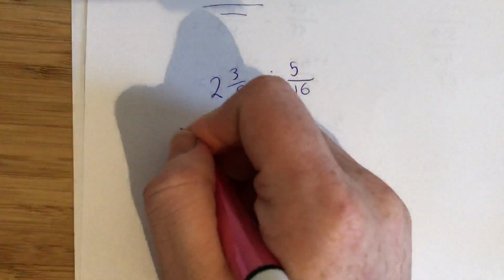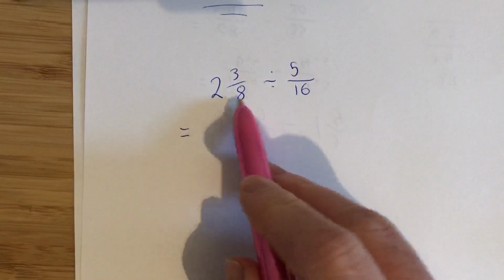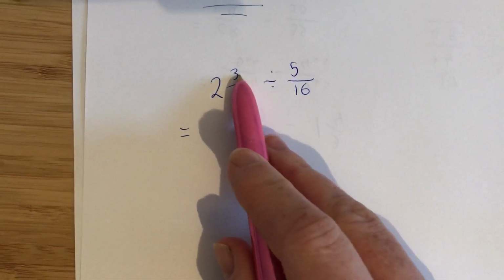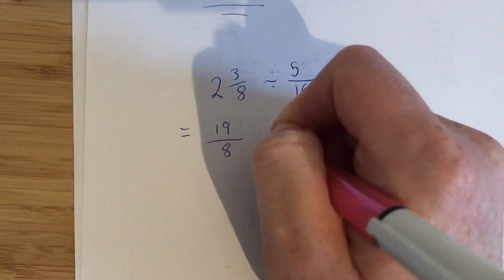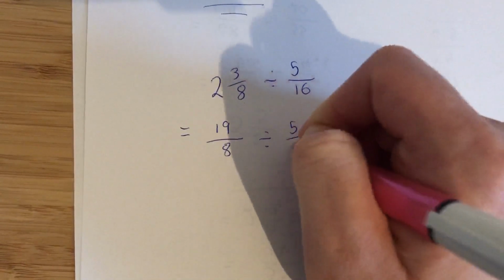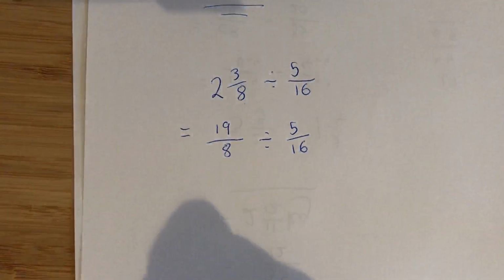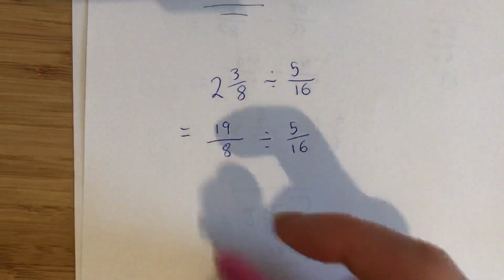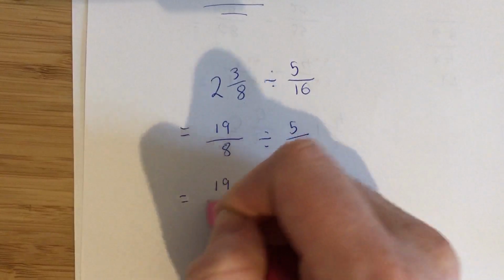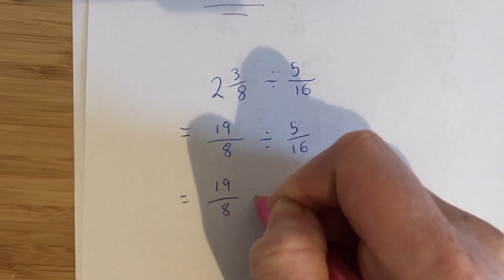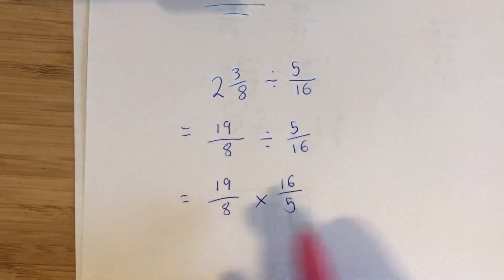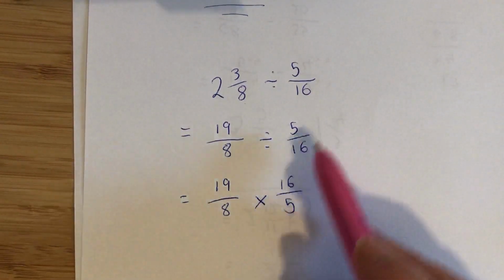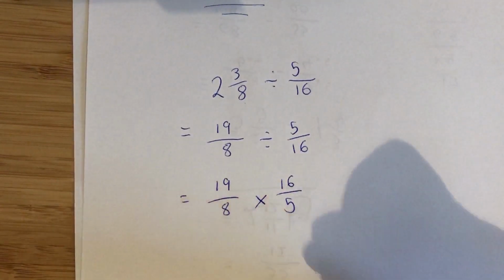So again with division, we need it to be an improper fraction. 2 times 8 is 16, plus the 3, 19 over 8, divided by 5 over 16. Right, when you're dividing with a fraction, we're just going to change that to times and invert this one here, 16 over 5. So dividing by a fraction, you change it to times and then you flip this one round here.